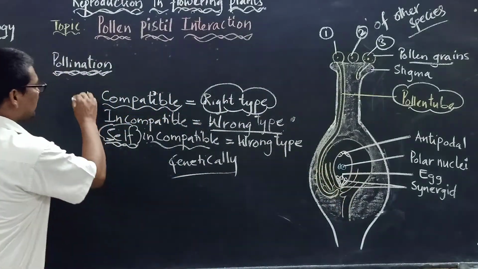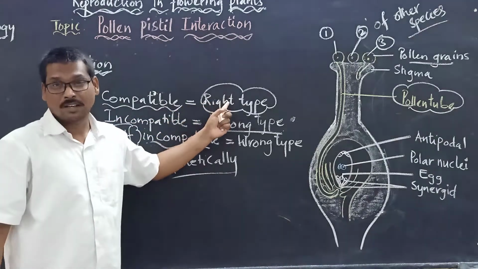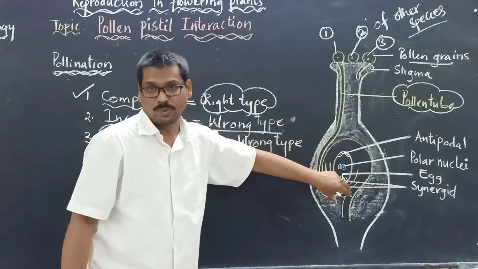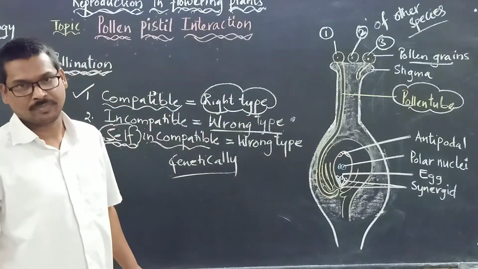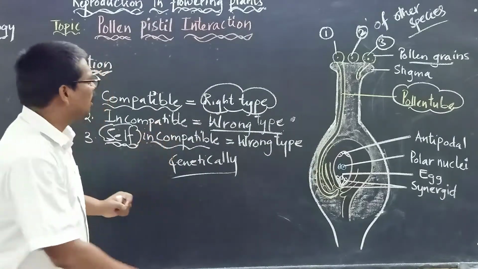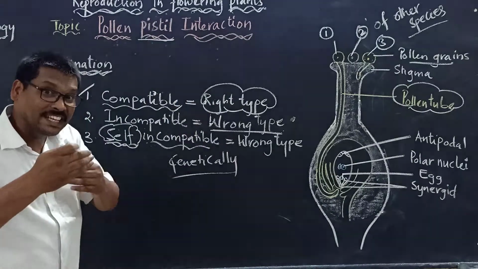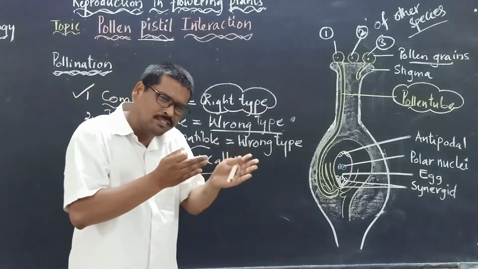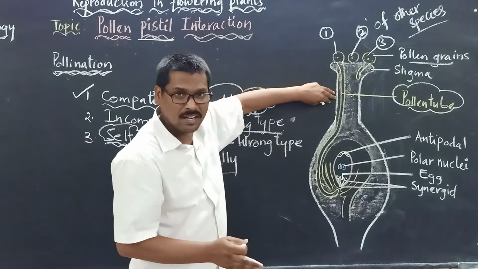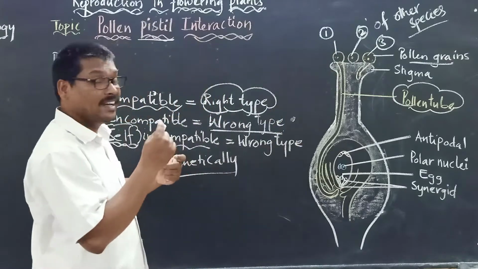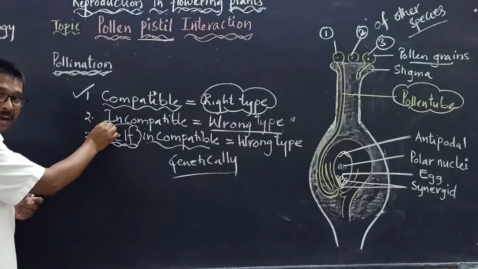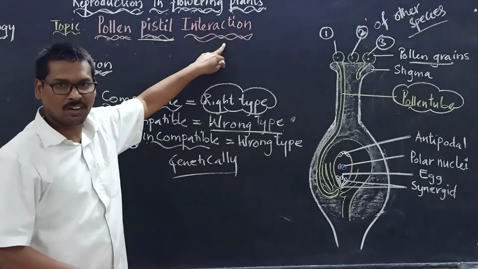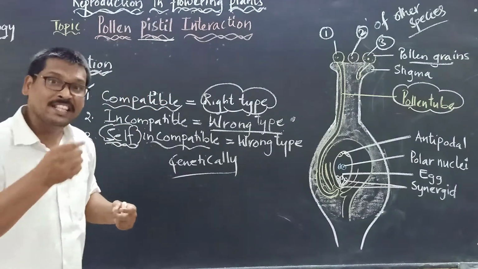Which one do we say is the compatible one? We already said it is the right type. So the right type of pollen grains will enter into the ovule to fertilize the egg. Now the pistil is interacting with the pollen grains that are falling. The continuous dialogue between the pistil and the pollen grain identifies whether it is compatible, incompatible or self-incompatible.